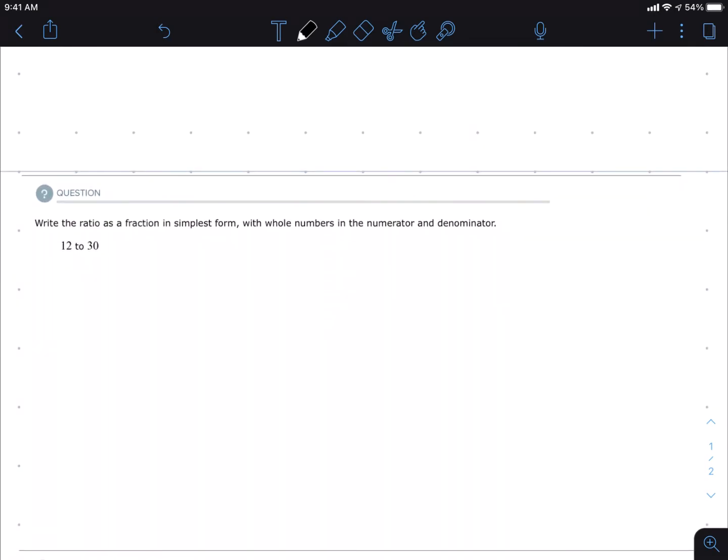So understanding how to write this as a fraction, 12 to 30 is literally 12 over 30, and then we need to reduce that. So what goes into both? I believe 6 goes into both, so we get 2 over 5, right? And since these are both whole numbers, we're good to go. Make sense?